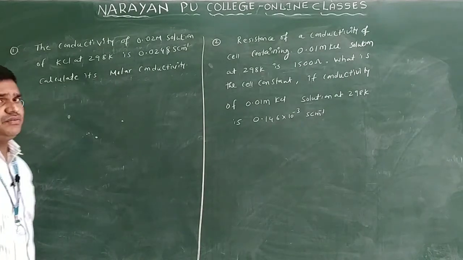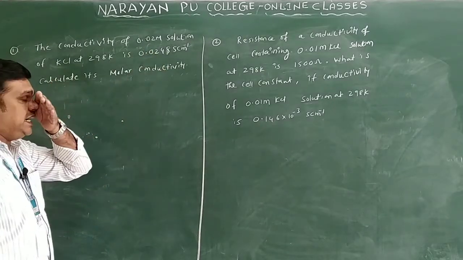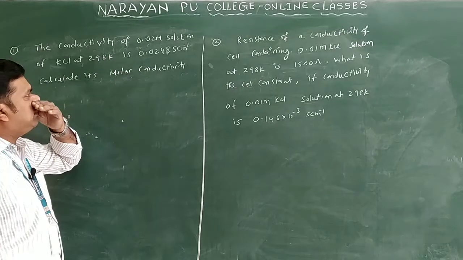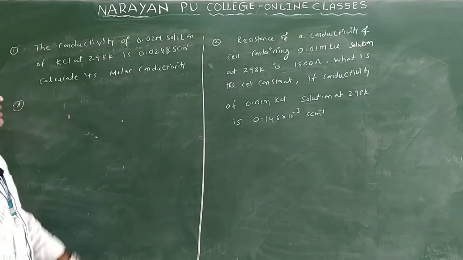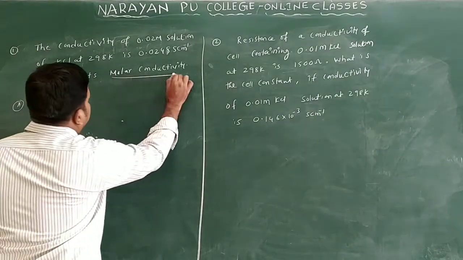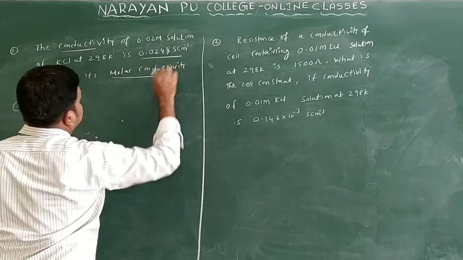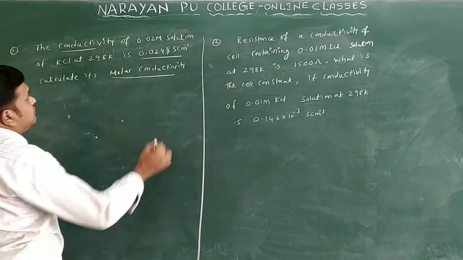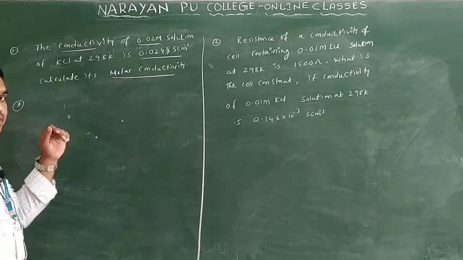The conductivity of 0.02 molar solution of KCl at 298 Kelvin is 0.0248 Siemens centimeter inverse. Calculate its molar conductivity. What are they asking? Molar conductivity. And what is given? Conductivity is given, 0.0248 Siemens centimeter inverse. And the molarity of the solution is 0.02 M.